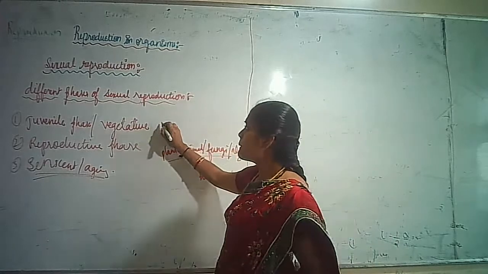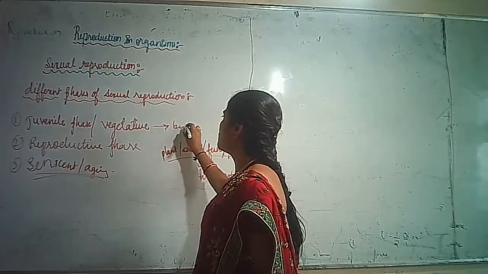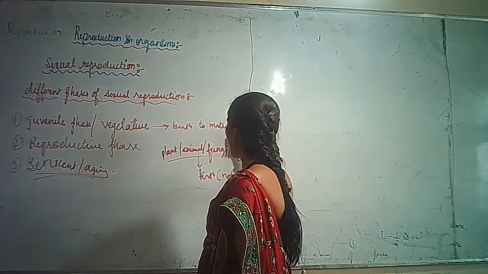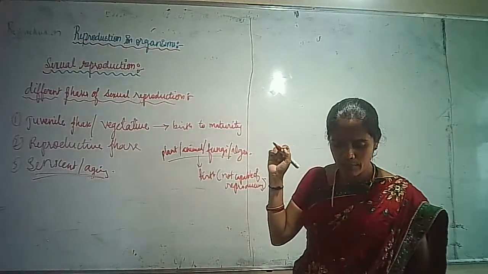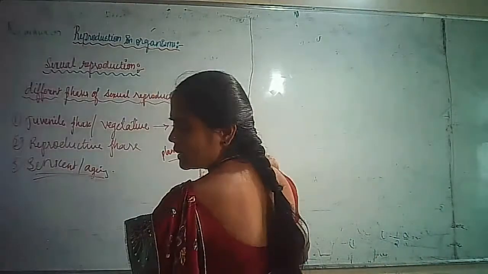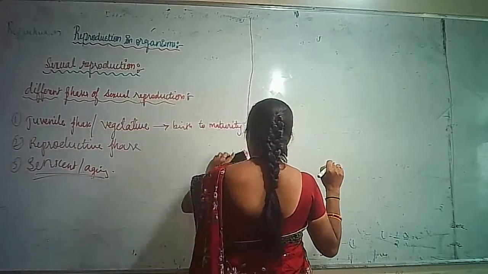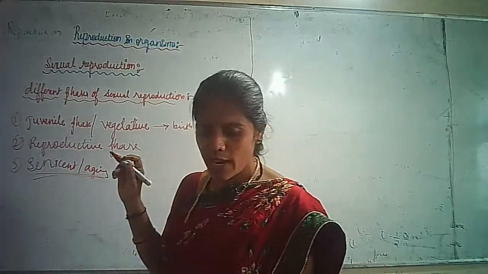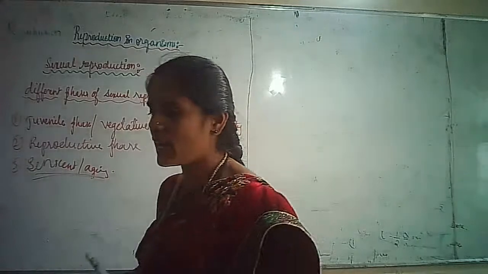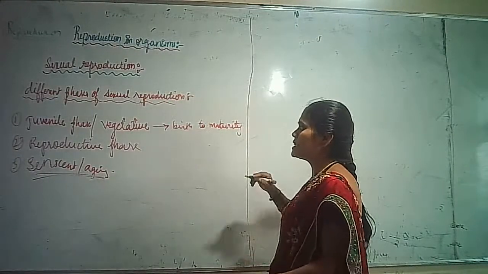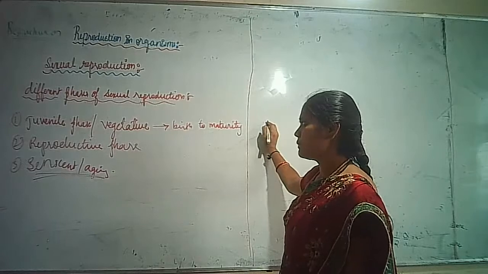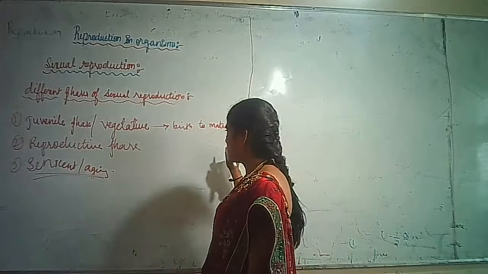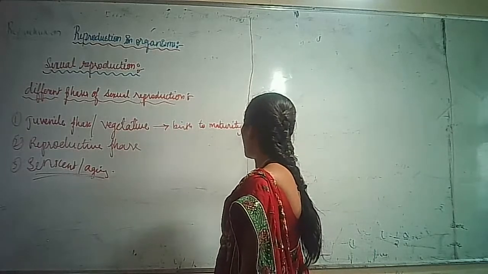In all the sexually reproducing organisms, the period from birth to the maturity is called as what term? It is called juvenile phase in the animals, whereas vegetative phase in the plants. That is the growth phase.